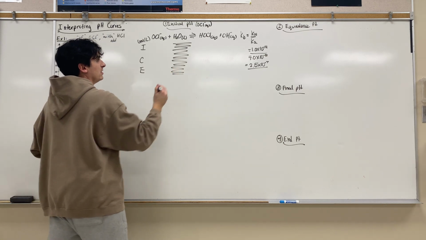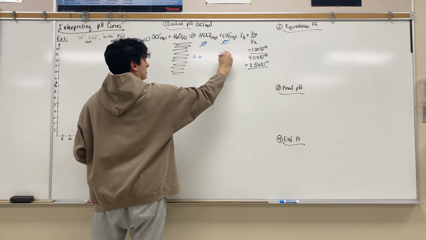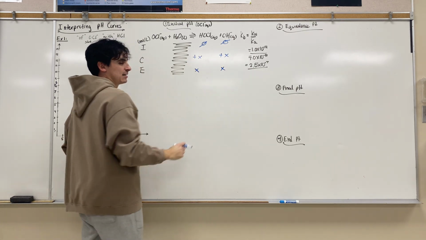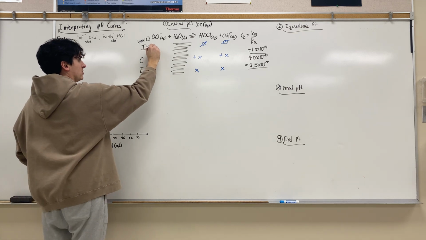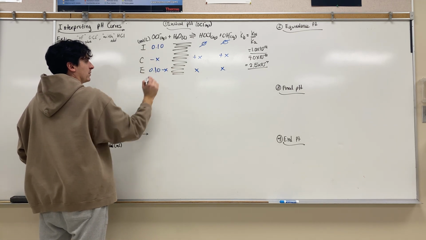Love it. Okay, we start with no products as always. We are adding, as always, to the product side, which gives us X amount. Our initial concentration is 0.1. It's going down.